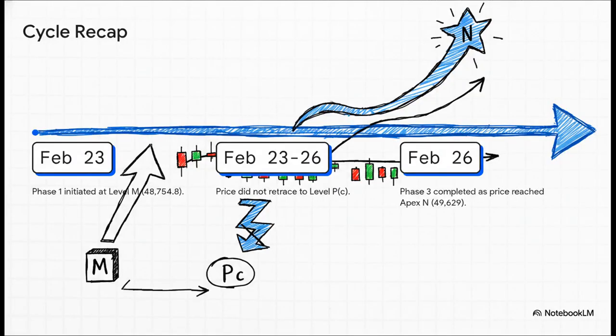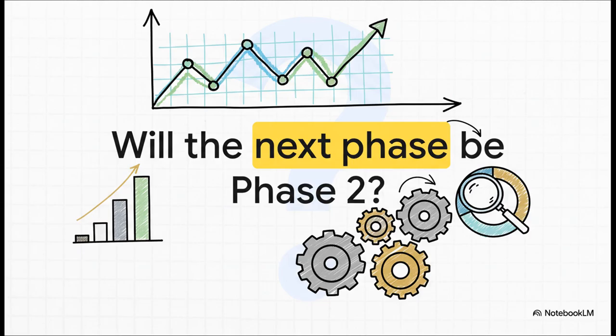On February 23rd, Phase 1 was initiated at that M level. The price never retraced, it never went down to the secondary P of C level. Instead, by February 26th, the price had climbed all the way up to apex N. And that's what completed Phase 3 of the cycle. That brings us right up to the present moment. The cycle went from Phase 1 to Phase 3. The documentation leaves us hanging with a pretty important question. Will the next phase we see be Phase 2? For now, the observation of this cycle just continues.